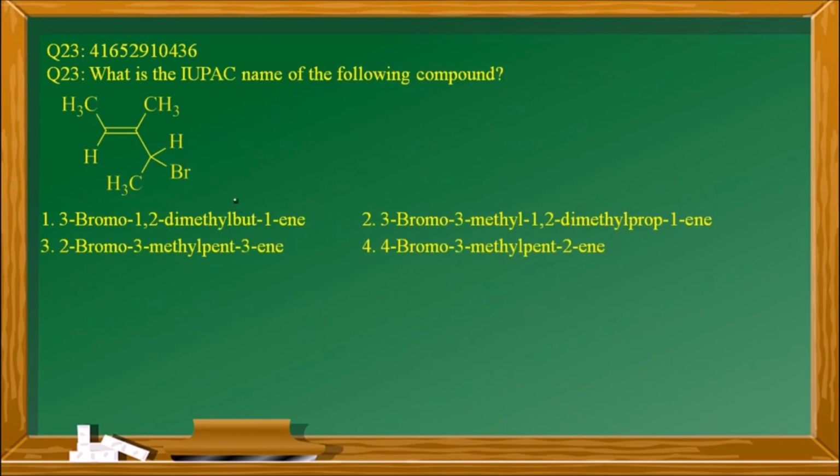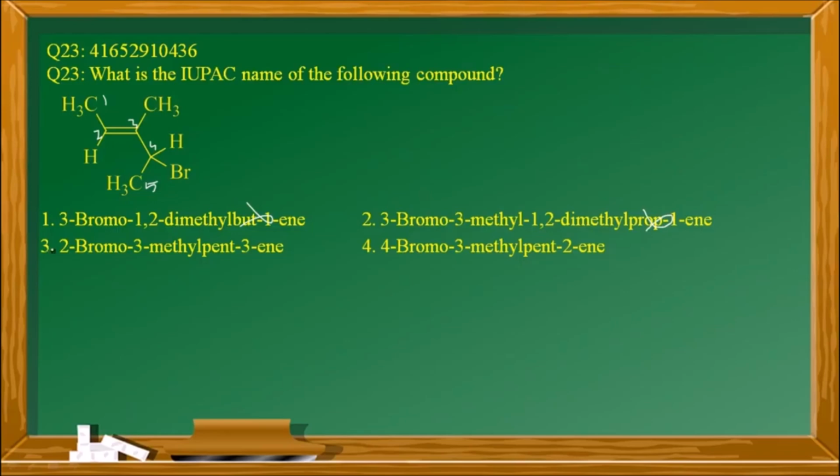Next, question number 23. What is the IUPAC name of the following compound? Straight away they are asking, friends, the IUPAC name of this compound. How many carbons are there? 1, 2, 3, 4, 5 and 6. Six carbons are there. As per IUPAC nomenclature rules, you have to choose the longest chain which has the highest number of carbons. 1, 2, 3, 4, 5. Let us see arbitrary numbering, 1, 2, 3, 4 and 5. Five means the nomenclature should be pentene. So option number 1, butene, straight away strike off. Option number 2, propene, straight away strike off.